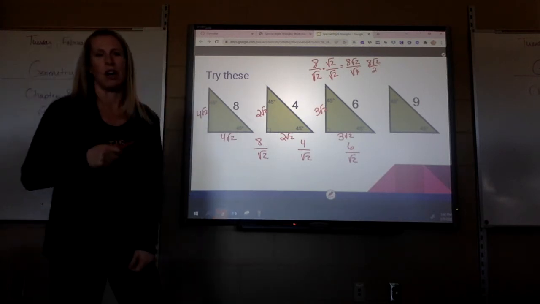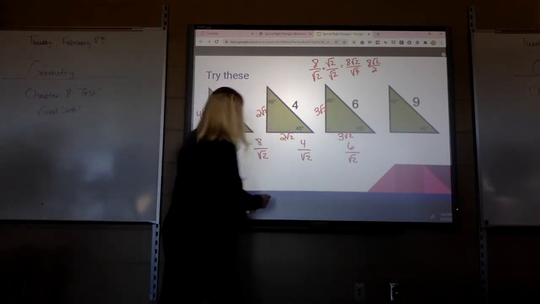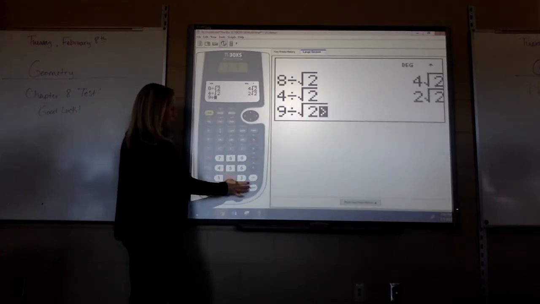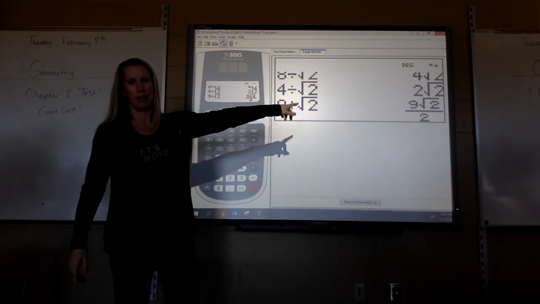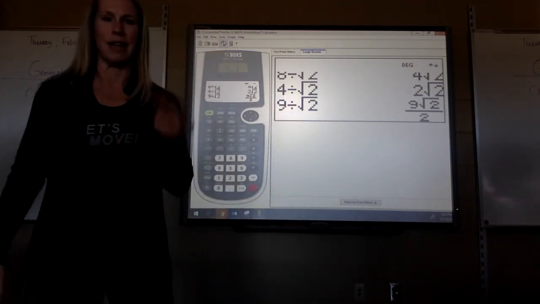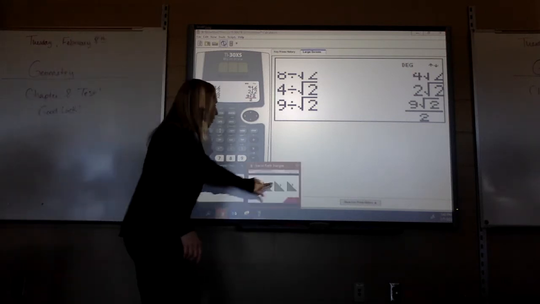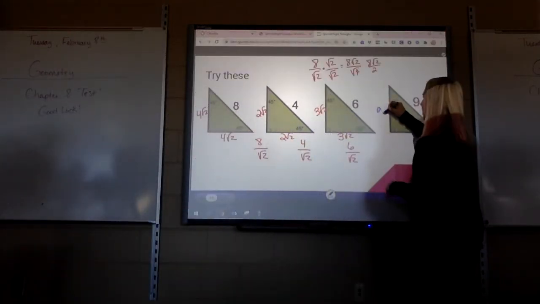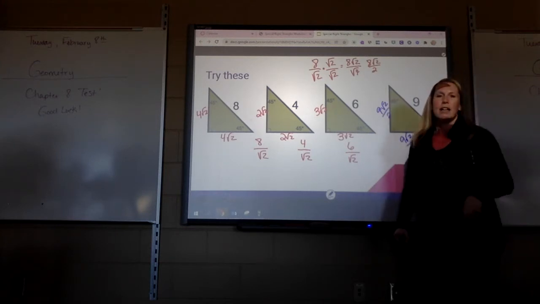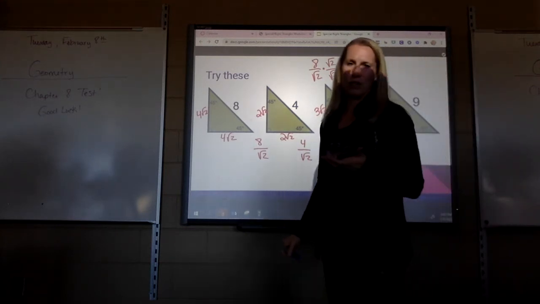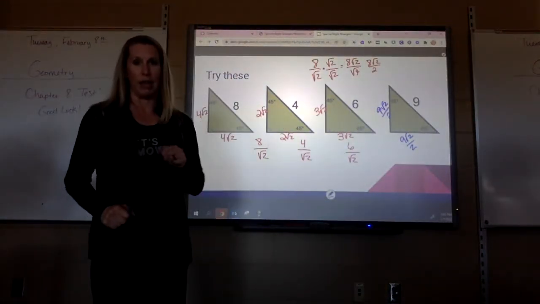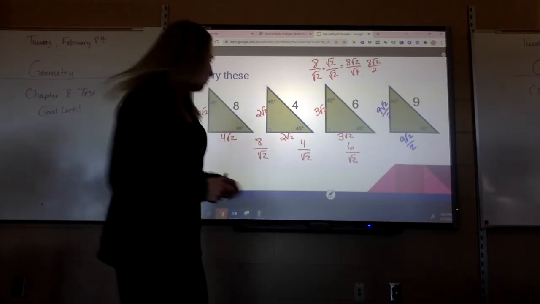But what if the number's odd? What if it's 9? When I type in my calculator 9 divided by radical 2, look what it does. 9 radical 2 over 2. It's because 2 does not go into 9 evenly. So it is 9 radical 2 over 2. Now, if you put 4.5 radical 2, I wouldn't count it wrong. So just so you know that. But the proper way is 9 radical 2 over 2.